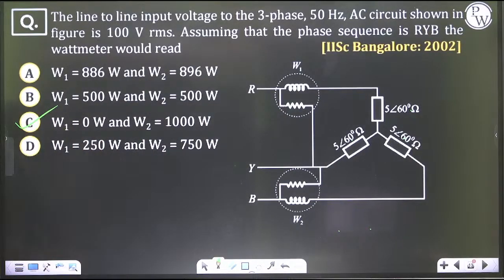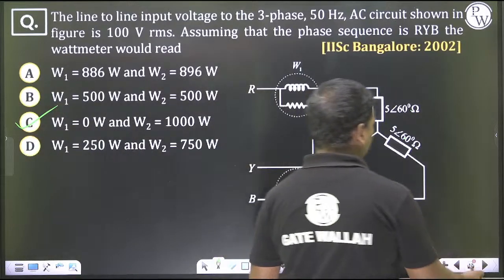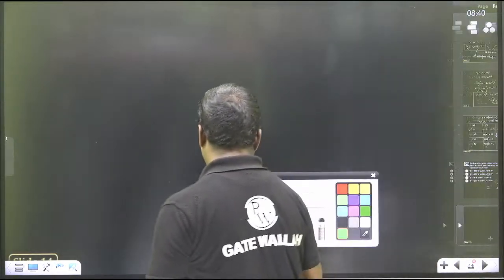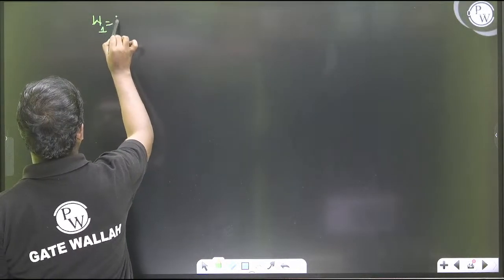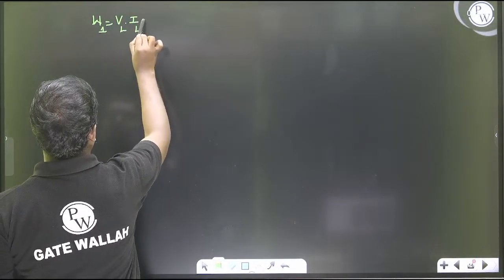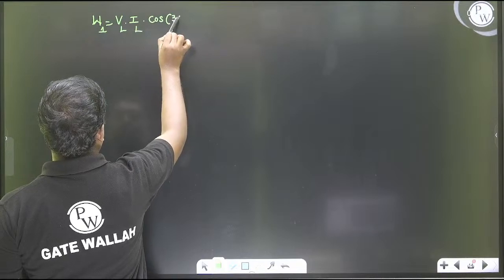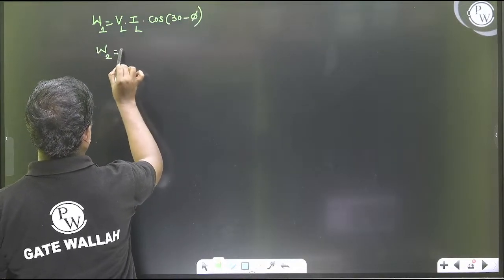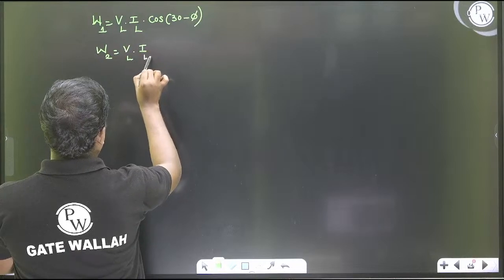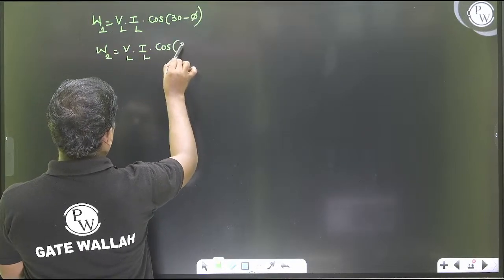Or else, in a systematic way, if you want to go, you can go like this also. If you take the expression for W1, it is VL IL cos of (30 minus phi). W2 I can take as VL IL cos of (30 plus phi).